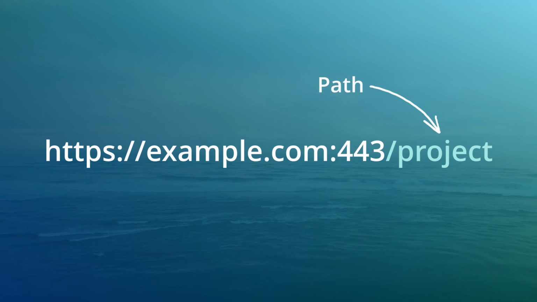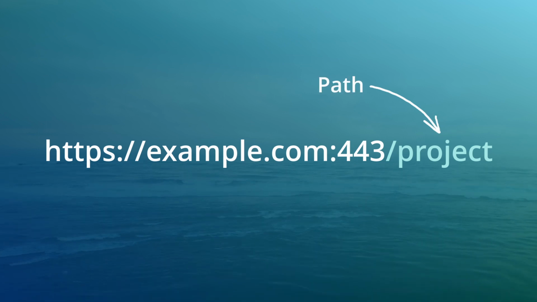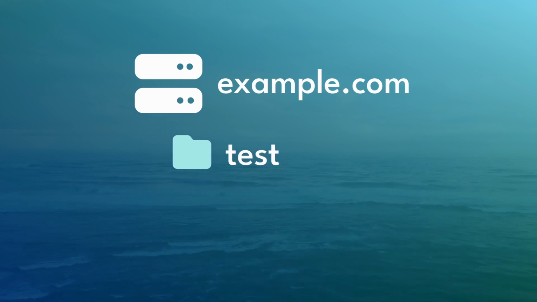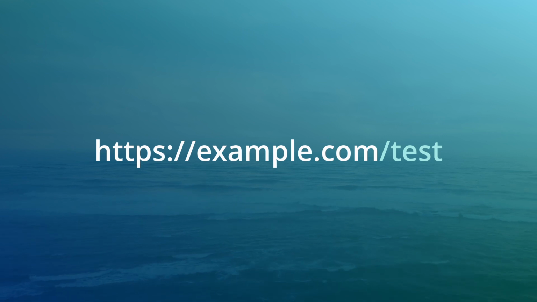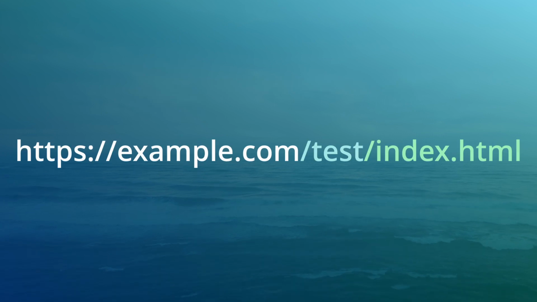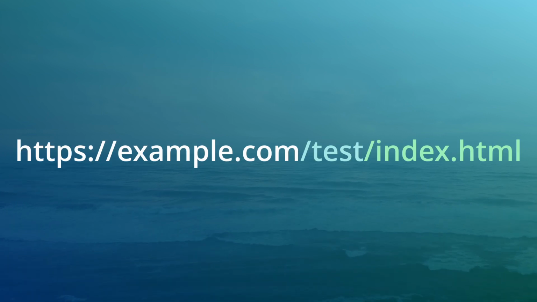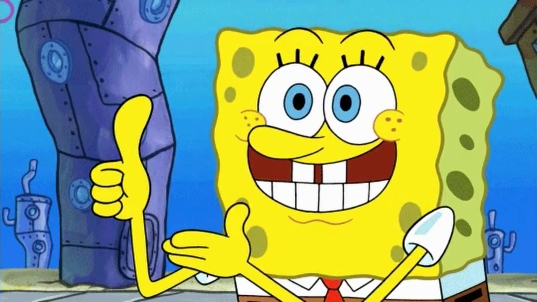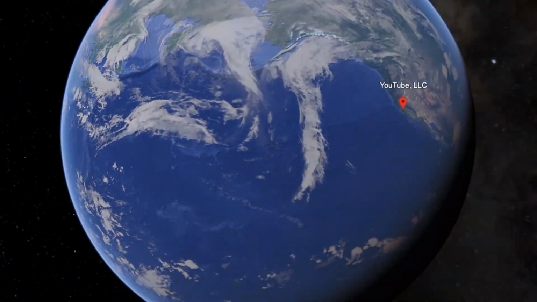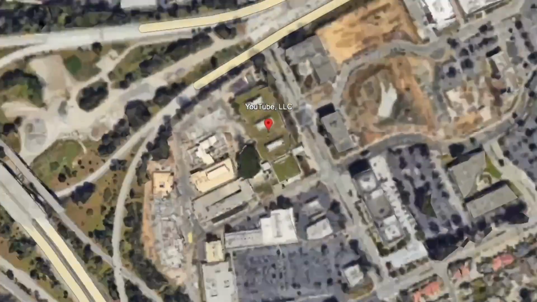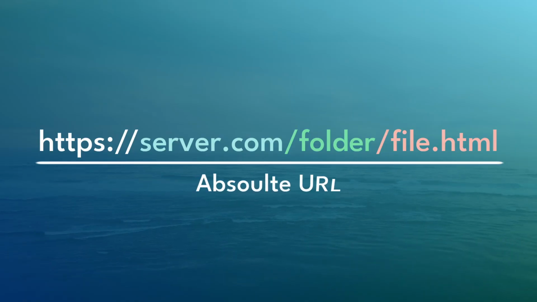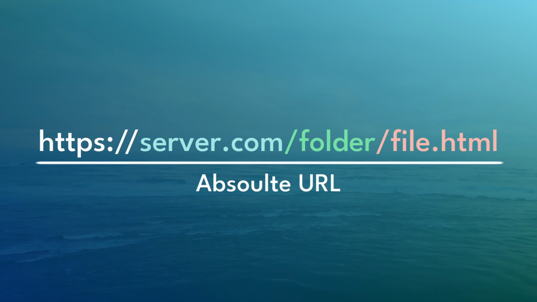Lastly, we have the path. This just points to the folder structure and the files on the server. So if I had a folder called test on my server, I could access it by using /test. And if I had an index.html file, I could access it by /test/index.html. Now that we understand the parts of the URL, we can now talk about absolute and relative URLs. An absolute URL is like giving someone the exact address of a place, including the street, name, city, and country. Here's an example. It tells your computer exactly where to find something on the internet.